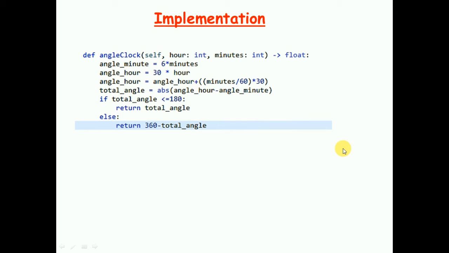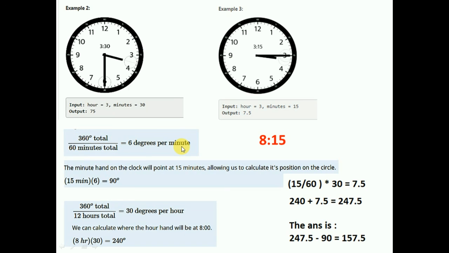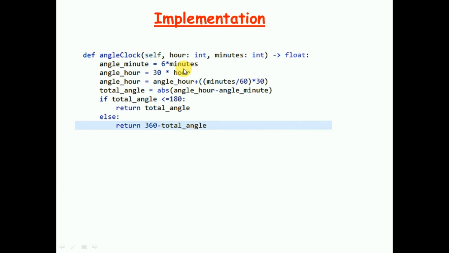So here is the implementation part. The minute and the hour are given, so we have to multiply 6 with minute, as we can see here, 6 degrees per minute, and 30 with hour. The extra deviation is calculated in this line. Then for the total angle I have taken the absolute value, to make the value always positive.